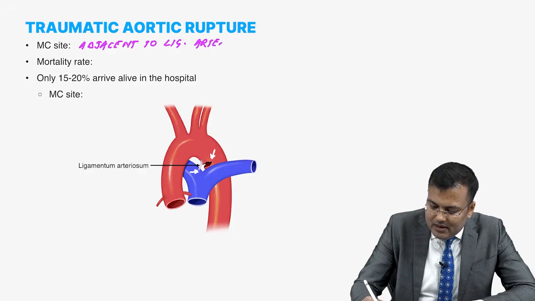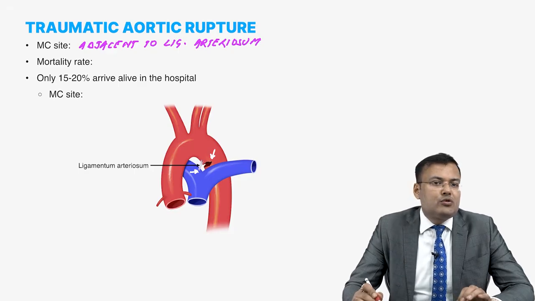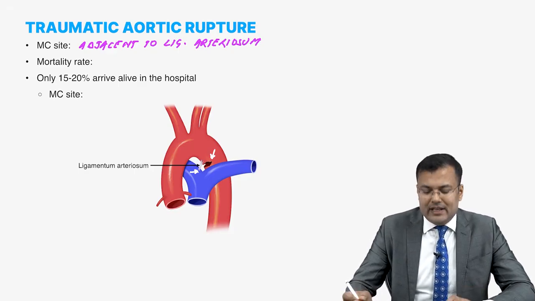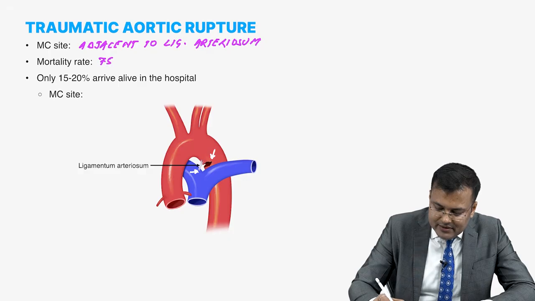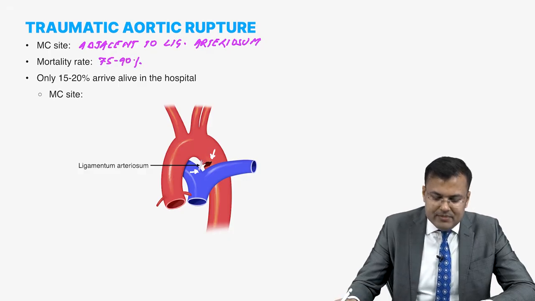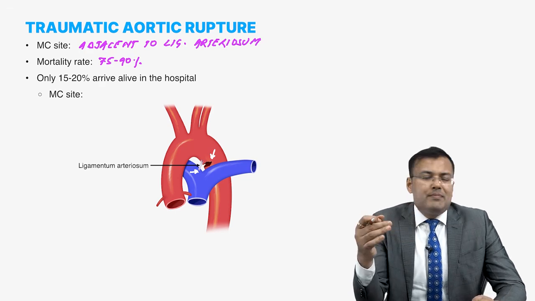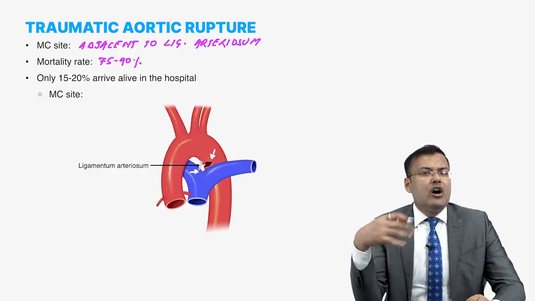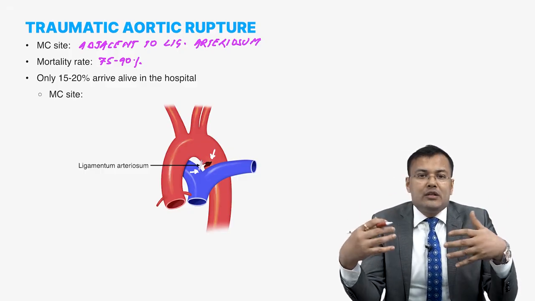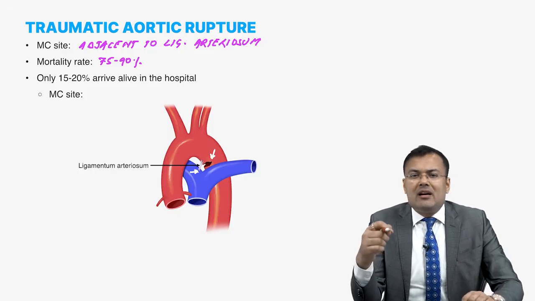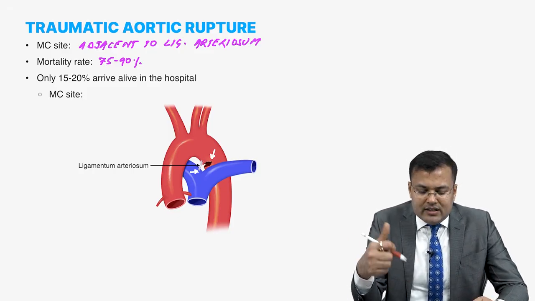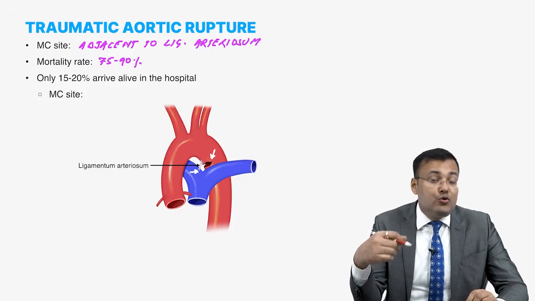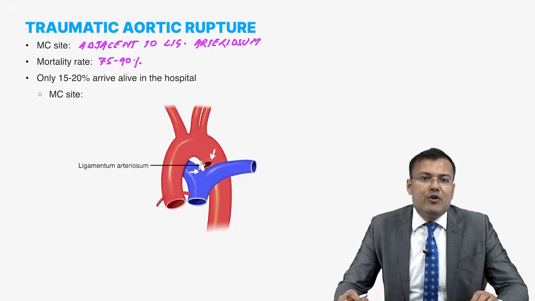You can't believe how high the mortality is. The mortality associated with traumatic aortic rupture is 75 to 90%. So there are certain patients who die on the spot after a road traffic accident, or whenever there is a fall from height, it leads to sudden death. Usually it is because of traumatic aortic rupture.